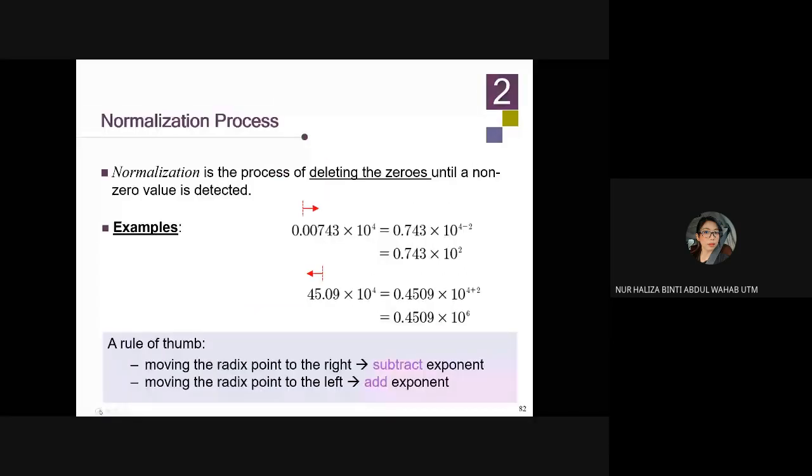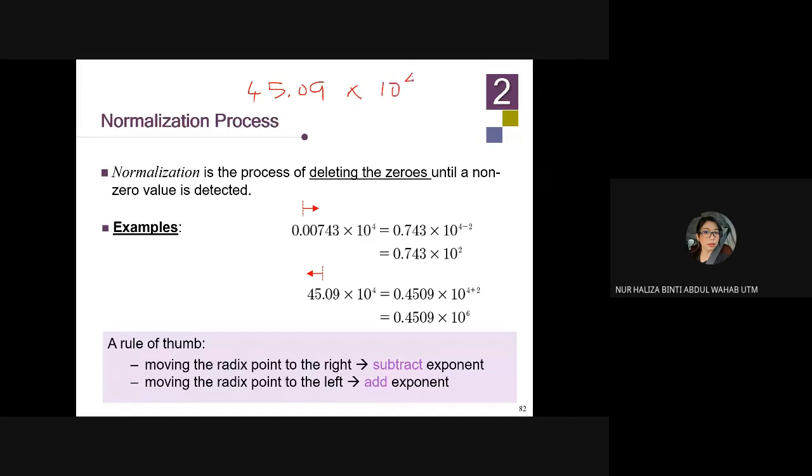So over here, we have 45.09 times 10 to the power of 4. I move 1, 2, 2 times to the left. So I will add 2 to my exponent, and my answer will be 0.4509 times 10 to the power of 6 after I plus with 2. So this is the normalized form. So you need to remember the rules.